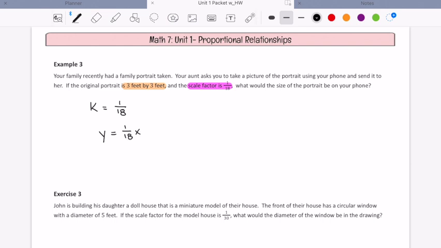Now, since this is 3 feet by 3 feet, I'm only going to show my work for one of them, since they would be the exact same, since they're the same dimension. So I'm going to have y equals 1/18 times 3. I'm going to go ahead and put that in my calculator, and I should get 1/6. So this should be 1/6 by 1/6.